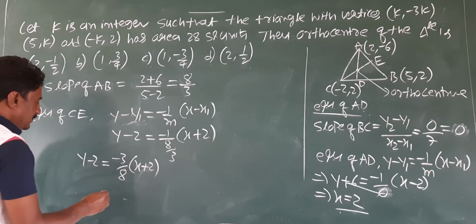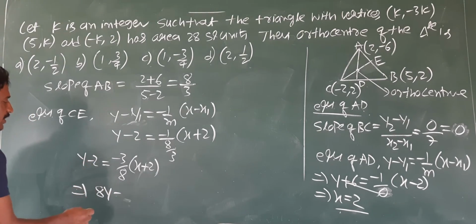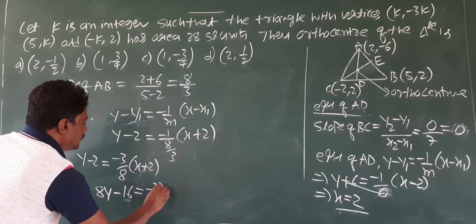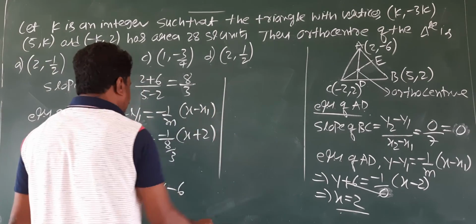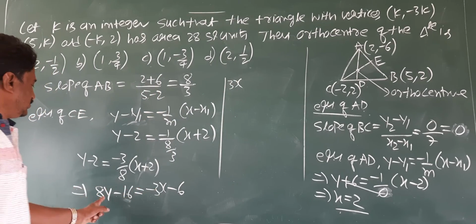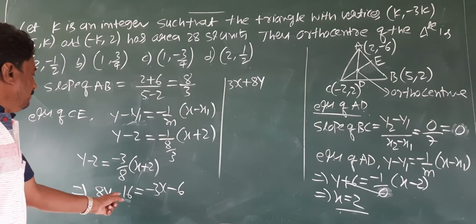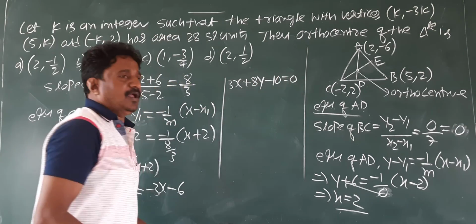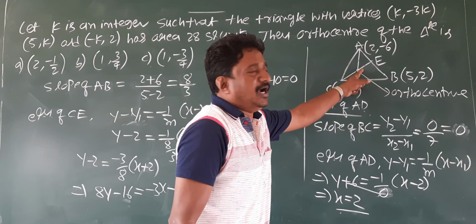Cross multiply: 8y minus 8 twos are 16 equals minus 3x minus 6. Rearrange: 3x plus 8y minus 16 plus 6, minus 10, is equal to 0. I have calculated the equations of these two heights.